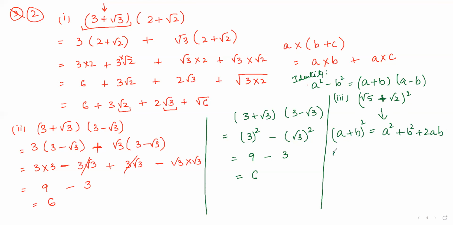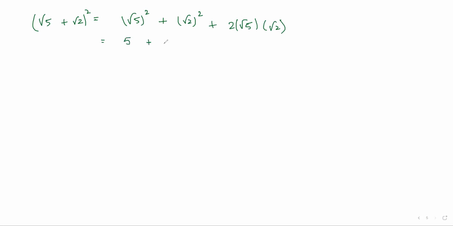Let me do it here. Under root 5 plus under root 2 whole square, that means a square, so under root 5 whole square, plus b square, under root 2 whole square, plus 2ab, so 2 into a, that means under root 5, into b, that means under root 2. Clear? Now root 5 into root 5 is 5, plus root 2 into root 2 is 2, plus 2 into under root 5 into 2, that is 2 under root 10. So 5 plus 2 is 7, plus 2 under root 10. That's the answer.